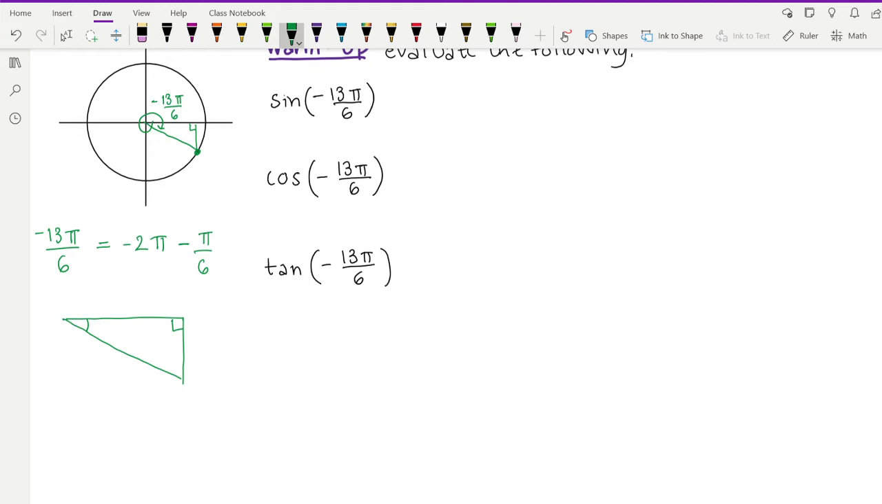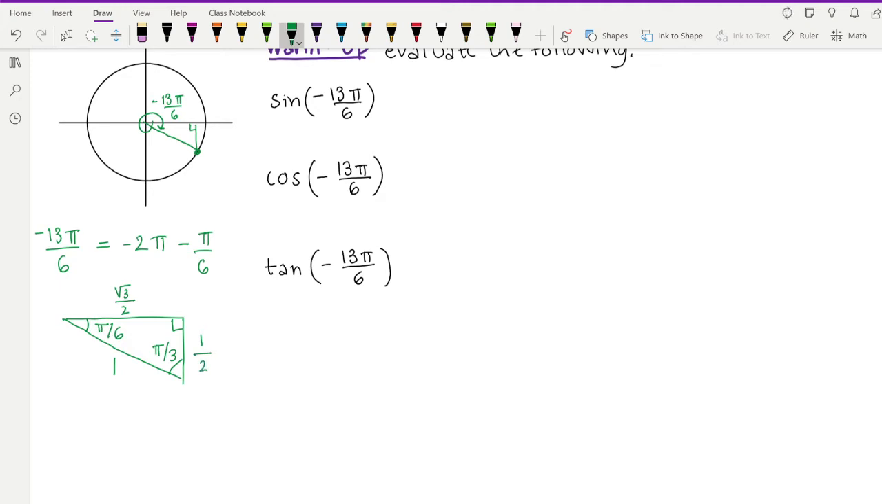So this angle at the top is going to be pi over 6, right? Because the angle we're working with was basically 2 pi plus an additional pi over 6, just going in the negative direction. And so that means that this angle is pi over 3. And so the sides of our triangle are going to be: the hypotenuse, as we mentioned, is always 1. The longer side is square root of 3 over 2, and the shorter side is 1/2.